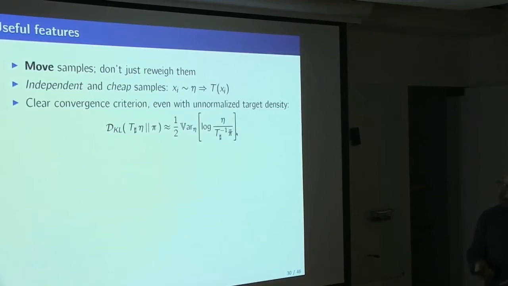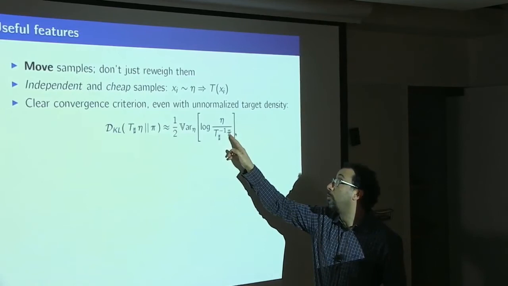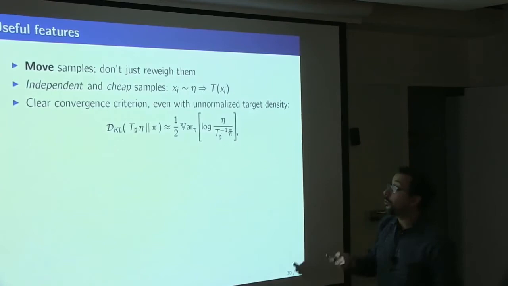So you take the target density, you apply an inverse map to it. If you were done, if the map were perfect, then the inverse map applied to the target would look like a Gaussian. So eta divided by the pullback should look like a constant. And insofar as that doesn't look like a constant, then this variance approximates it. And so you can use that to evaluate how you're doing.